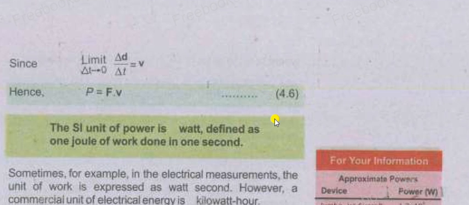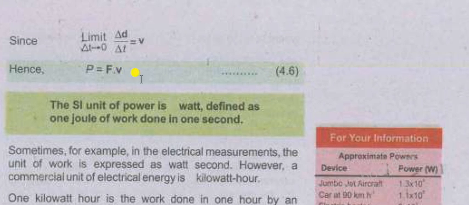So hence we may write the power as F dot V, because in this expression delta D over delta T is equal to V, so power will be equal to F dot V. So this is the relation between force, power and velocity. The dot product of force and velocity is equal to the power. So power is also an example of the scalar product, because it is the dot or the scalar product of force and velocity. Force is a vector quantity, velocity is also a vector quantity, but power is a scalar quantity. So the dot product of force and velocity is equal to the power, and this is the relation between power and velocity.